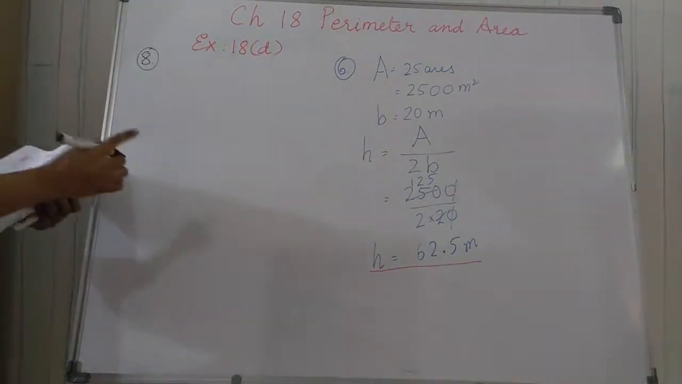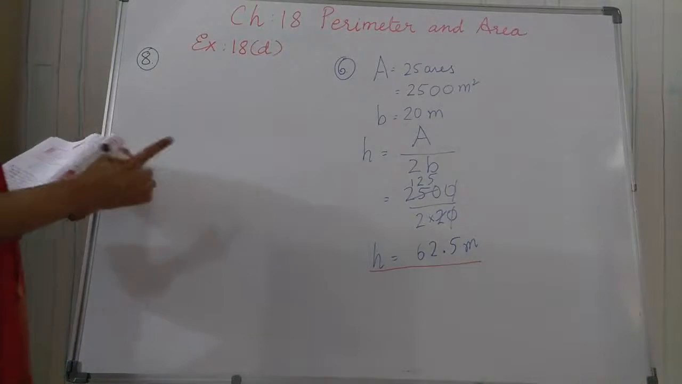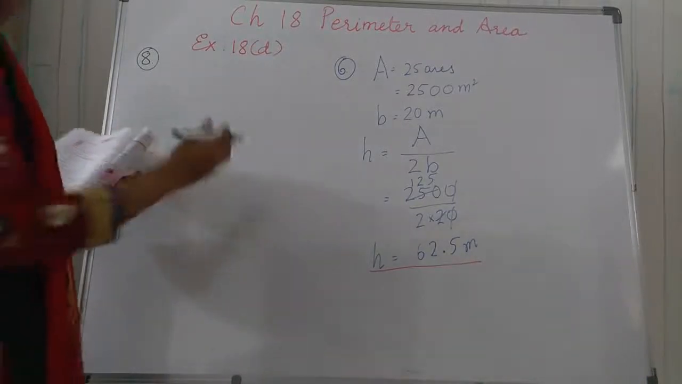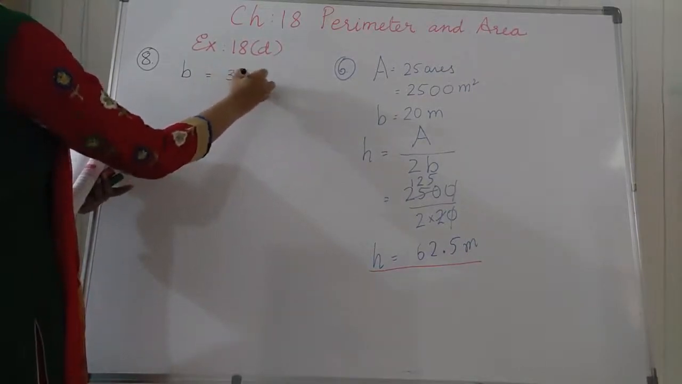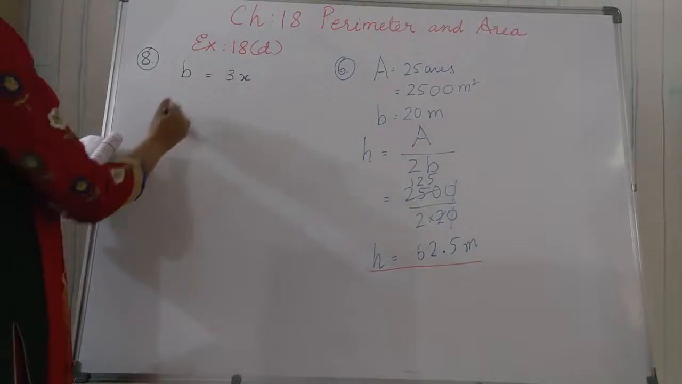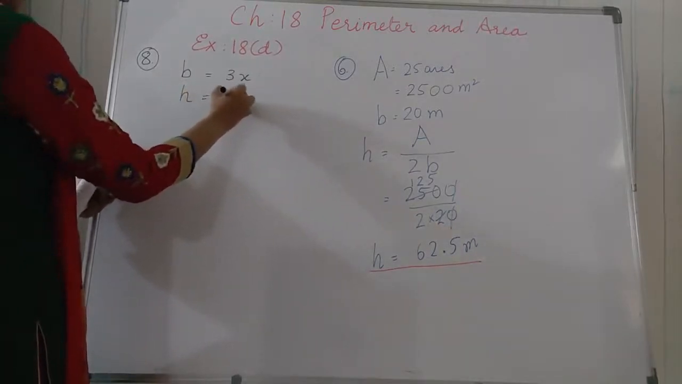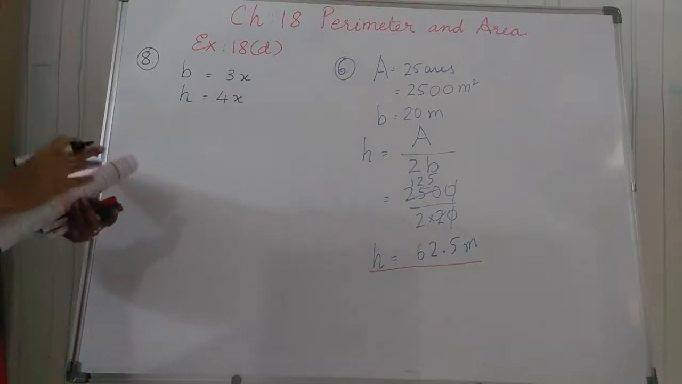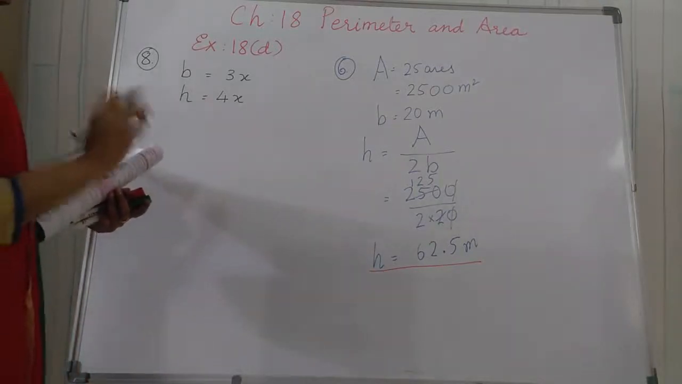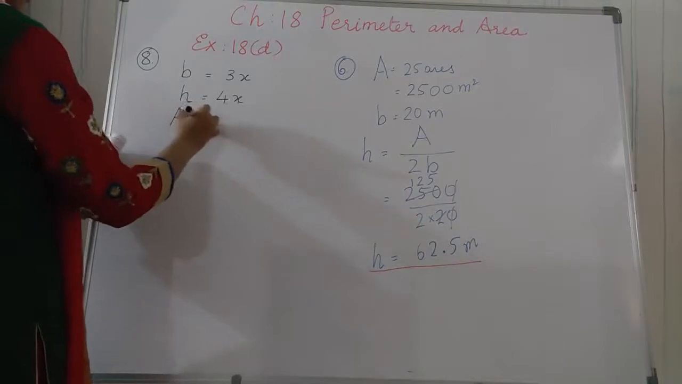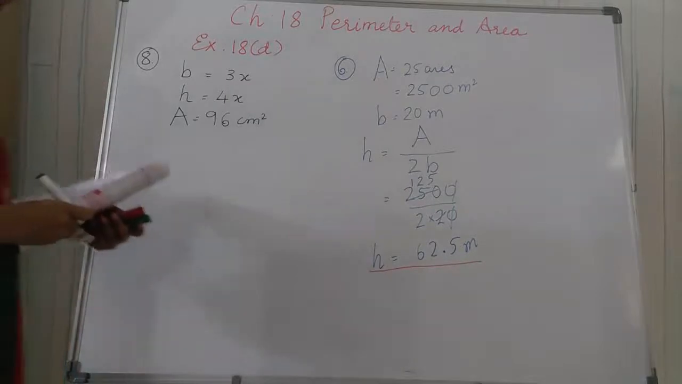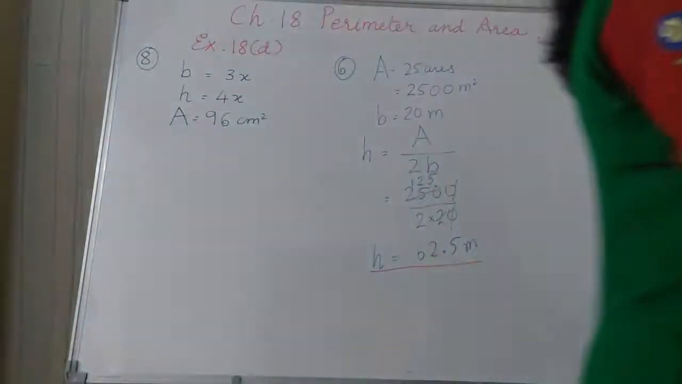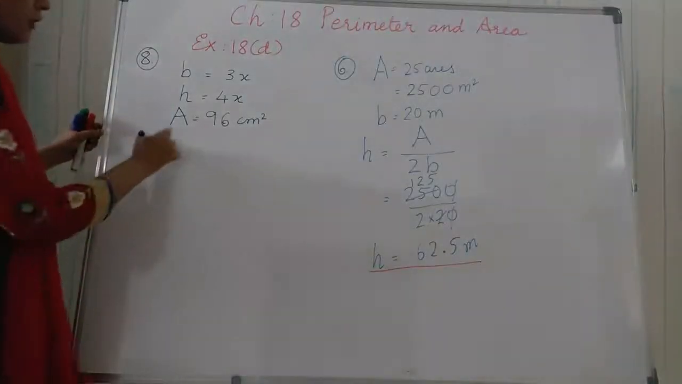So in this question, students, the base and the height of the triangle are in the ratio 3:4. Whenever a ratio is given to us, we use it as a multiple of x, so the base is 3x and the height is given as 4x. Its area is given as 96 centimeters square. So we have to find the base and height, which are given in the ratio 3:4. We will find its value by taking our formula.